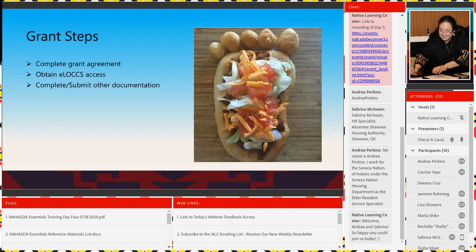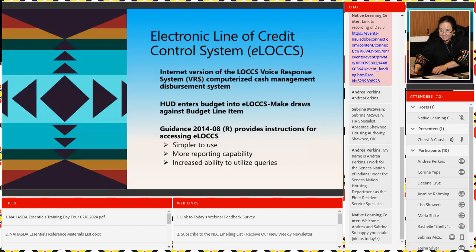And then you complete that grant agreement. You get your ELOCs access. The HUD person that you work with will spread your funds basically, and that's when they put it in the categories where you can do that drawdown, and then you complete and submit any other documentation that HUD is going to require. For those of you that don't know, we get our money through ELOCs, which is actually how we draw down our money. It is the electronic line of credit control system.